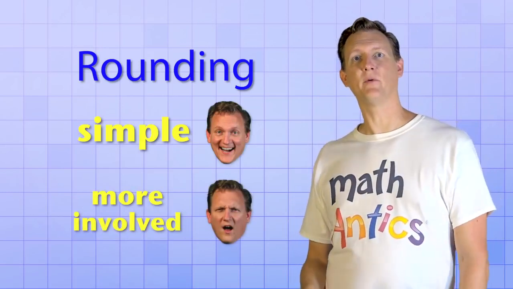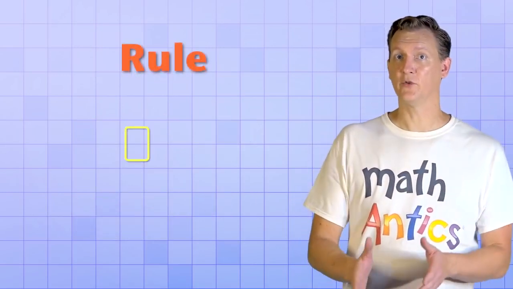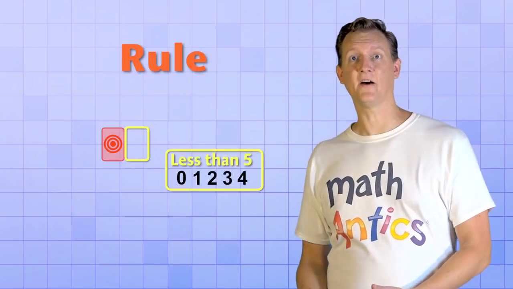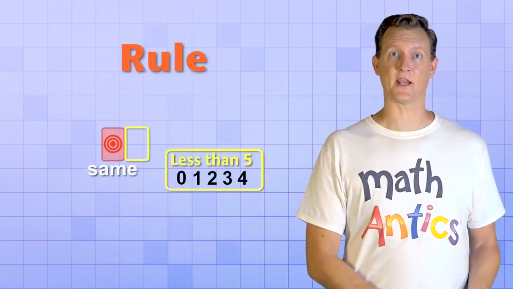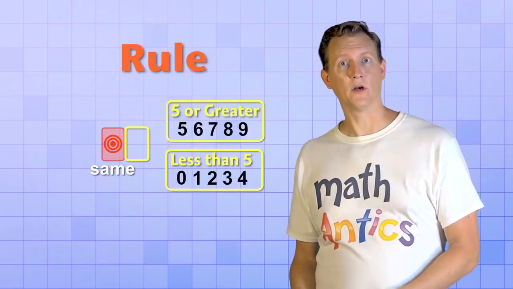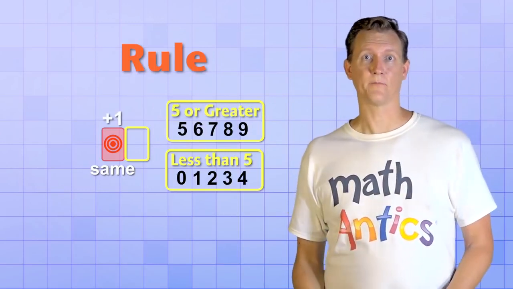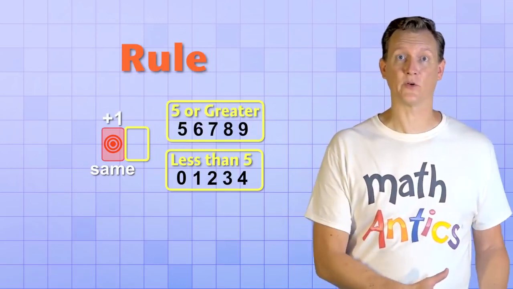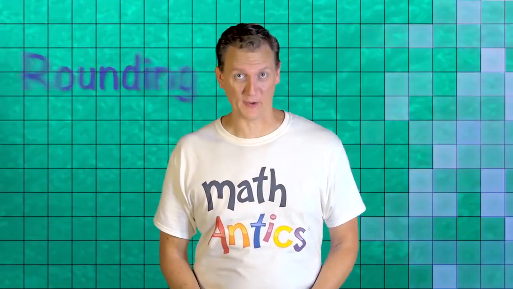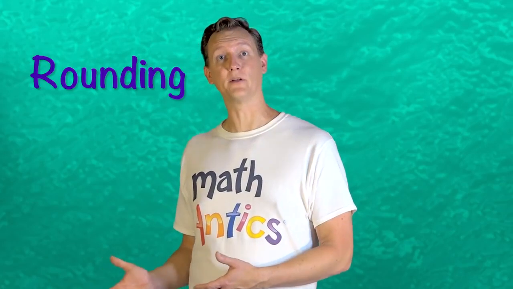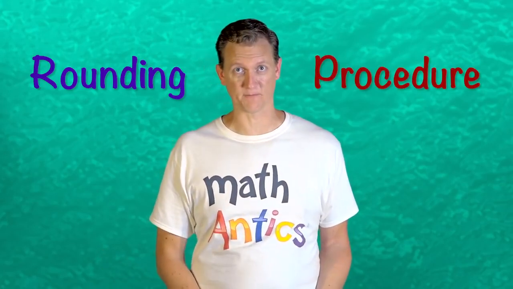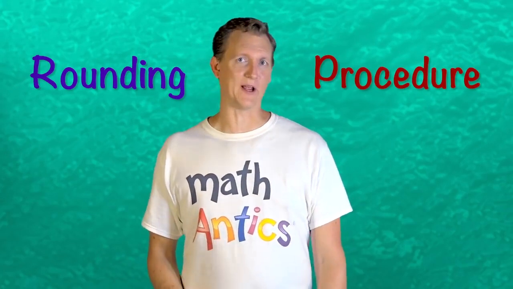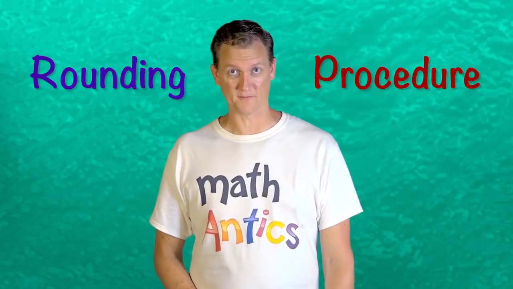The key is to remember the rule that if the digit to the right of the target is less than 5, we leave the target digit the same. But if it's 5 or more, we increase the target digit by 1, even if that causes a chain reaction with the bigger number places. All right, so now you know a lot about rounding numbers. You know why we round numbers, and you've seen the basic procedure in action. But just watching a video about rounding isn't enough to get really good at it. The only way to do that is to practice. So be sure to try rounding some numbers on your own.